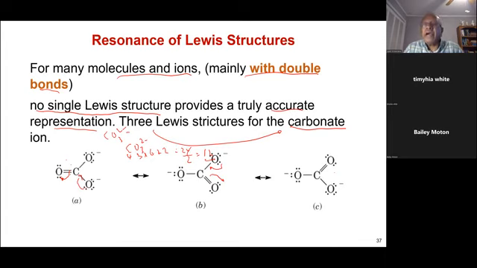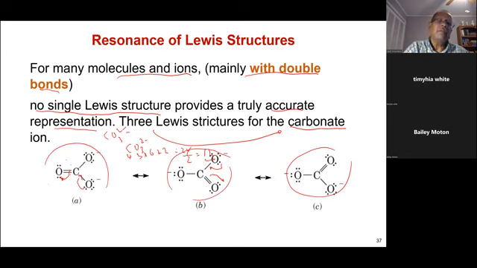The carbonate ion is really accurately described by 3 Lewis structures. When the molecule needs more than 1 Lewis structure to describe the bonding, that's called resonance Lewis structures. These are called resonance hybrids.